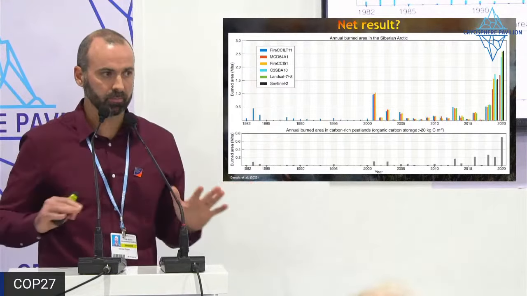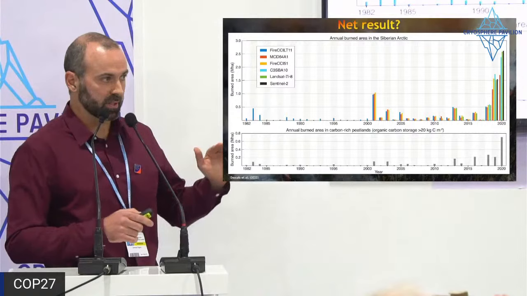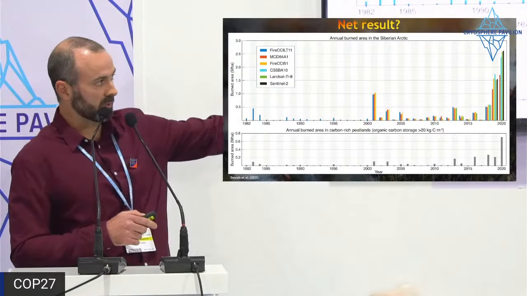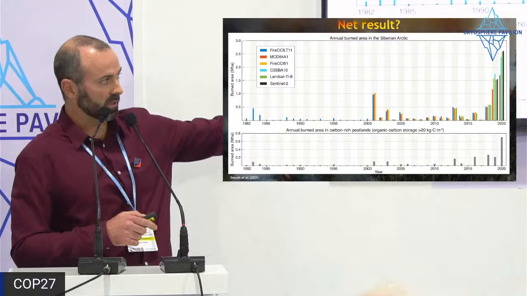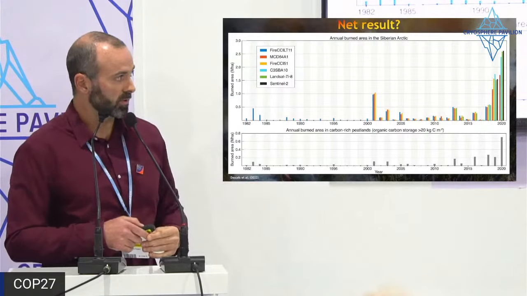But I do want to just bring home the point that in the tundra regions, we are probably seeing some threshold behavior. This is looking at the Siberian Arctic, a long-term time series. And you can see the last couple of years, very far into the graph, have shot up quite dramatically, including the fires in these carbon-rich peatlands.